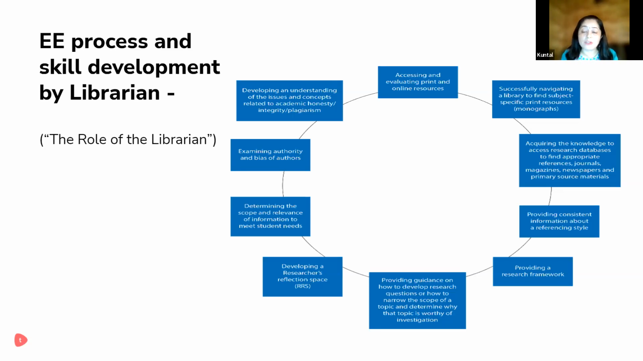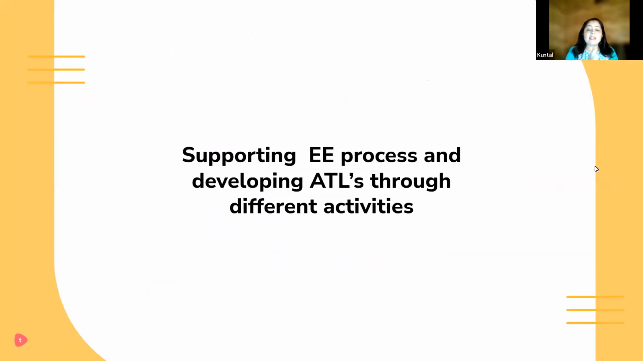We can really help students in developing the research reflection space: how do we collate and organize our information, determine the scope and relevance of the information the students have found, examine the authority and bias of the authors, develop an understanding of the issues and concepts related to academic honesty, integrity, and plagiarism, and definitely access and evaluate print and online resources. We can do this through a lot of activities in our library class with our diploma students. These are some of the activities which I'll run you through, which I actually practice with my students.